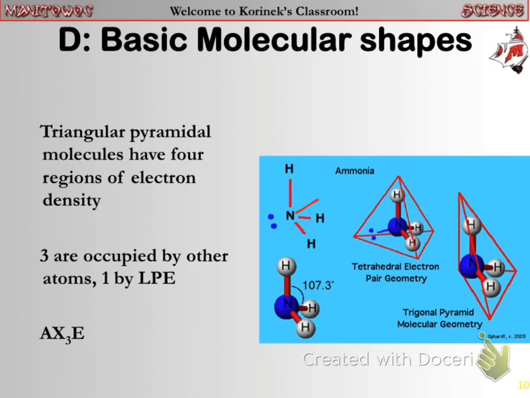So again, the nitrogen in the middle is the A. Okay, the X3, 1, 2, 3. And then finally that E right there is represented by the E there. So you know AX3E means you got 3 bonding pairs, 1 non-bonding pair.